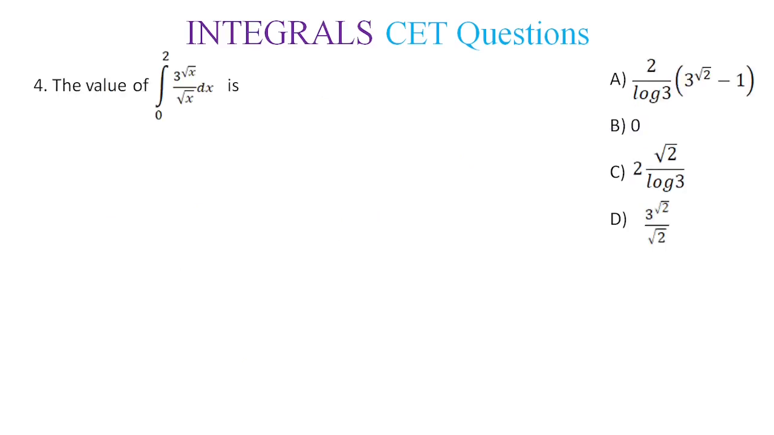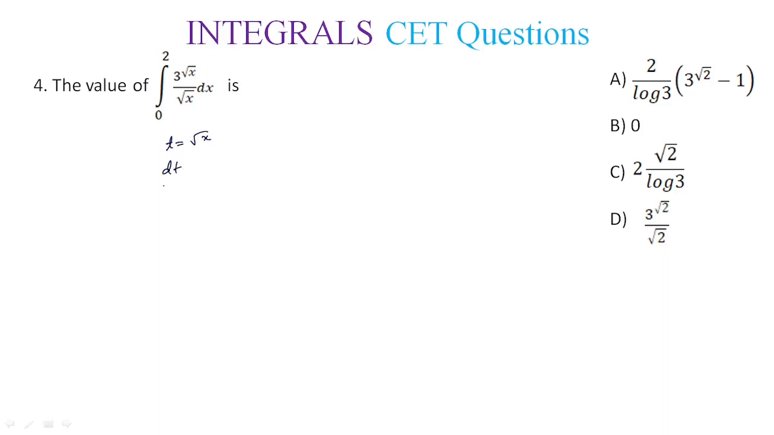Integration of 3 raised to root x upon root x from 0 to 2 dx is there. It is very simple. We can solve this with the help of the integration by substitution method. Let us substitute t is equal to root x here. What about its differentiation?